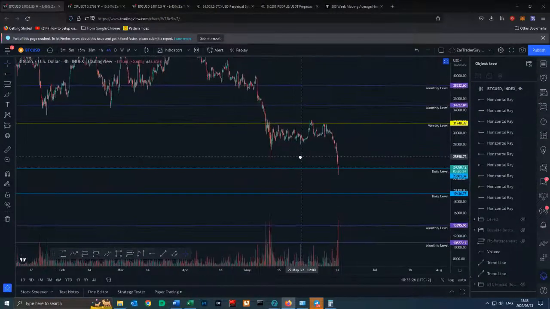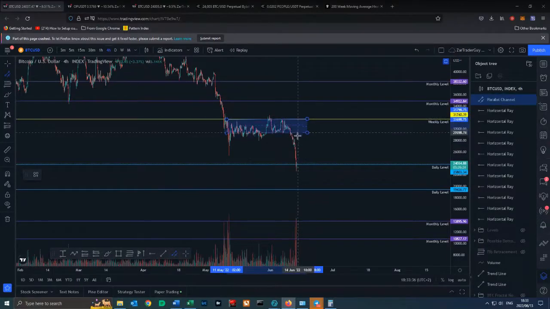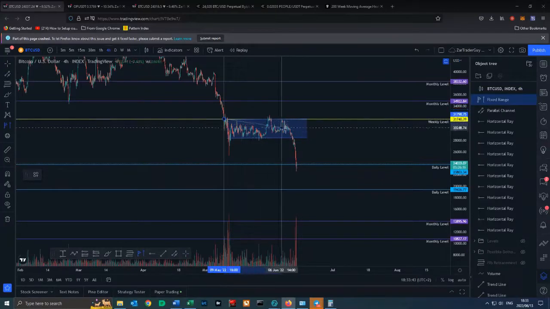So let's go and have a look at what the fixed range is for, because we had that range from the 9th of May, when we dropped down below 31,000. And of course, we had the range break over there. So have a look here. I'm going to pull my fixed range, starting there, and I'm going to pull it to there.